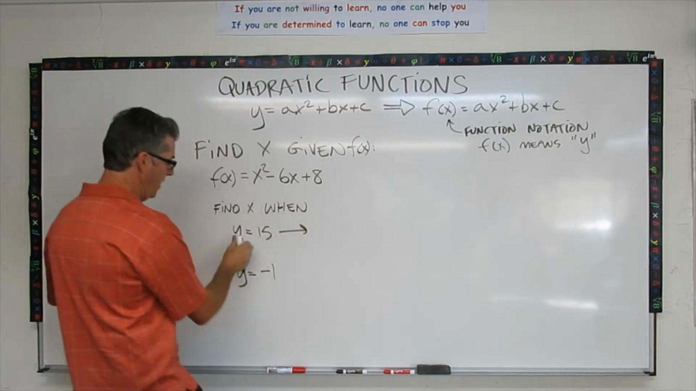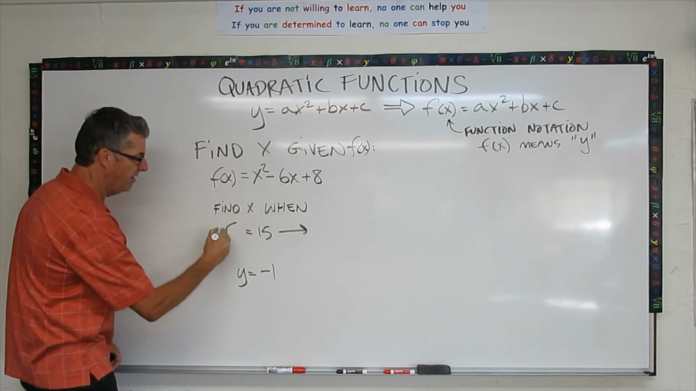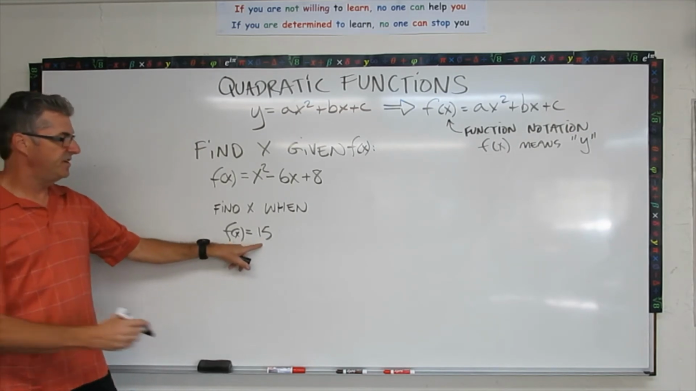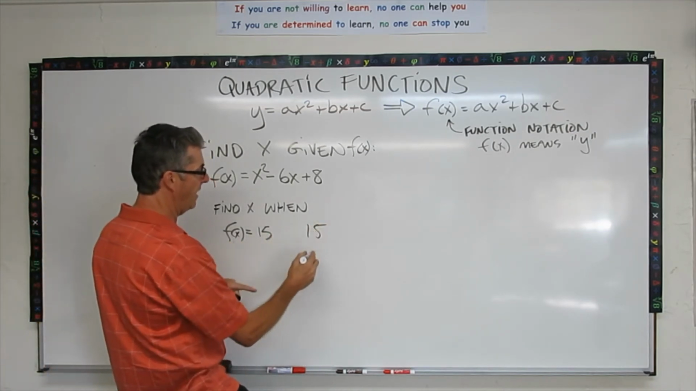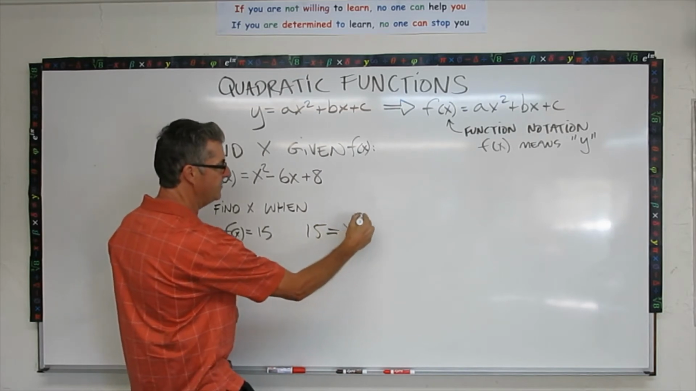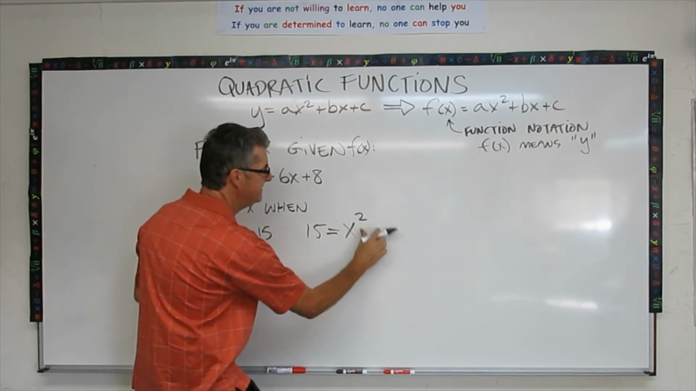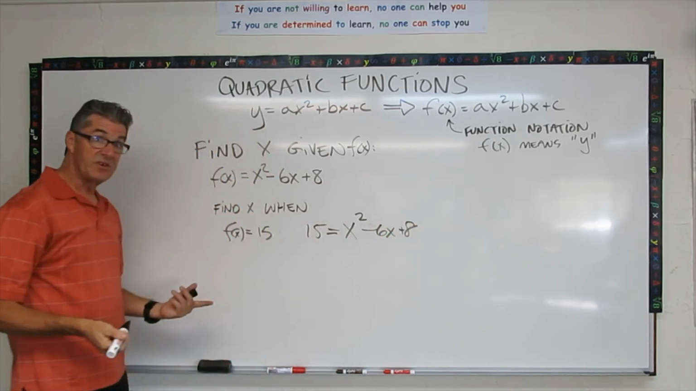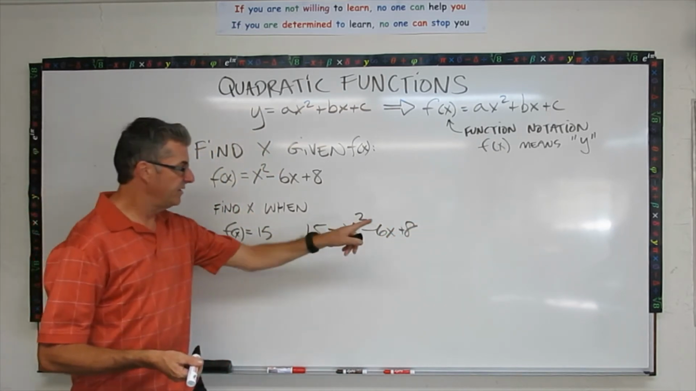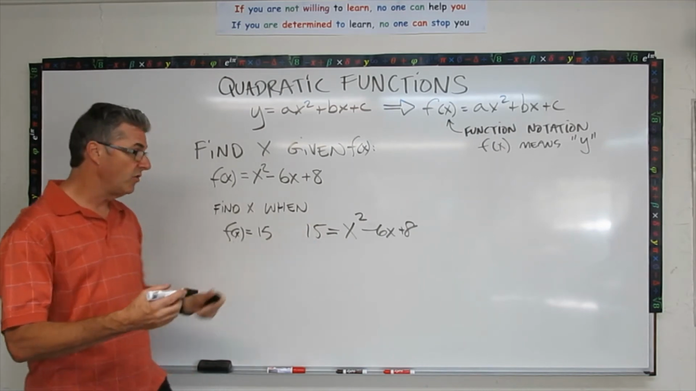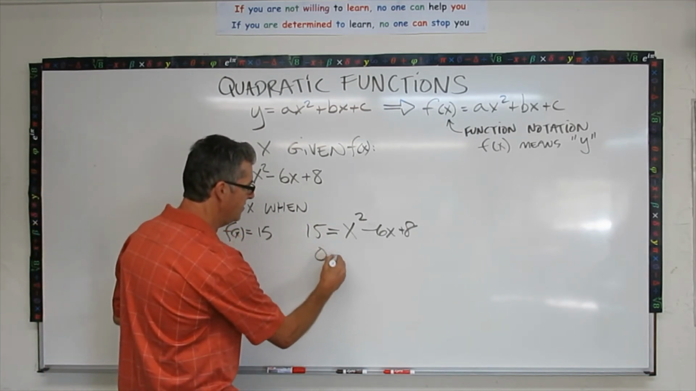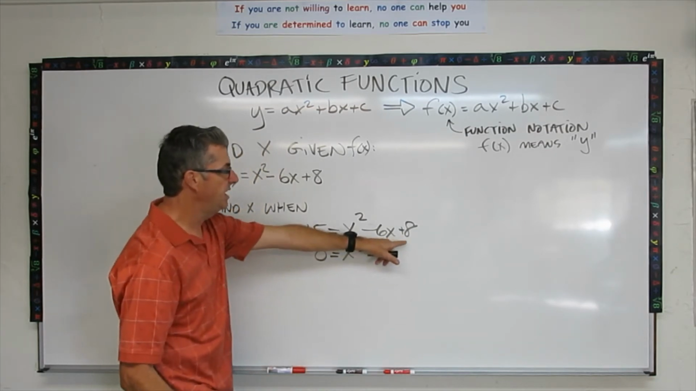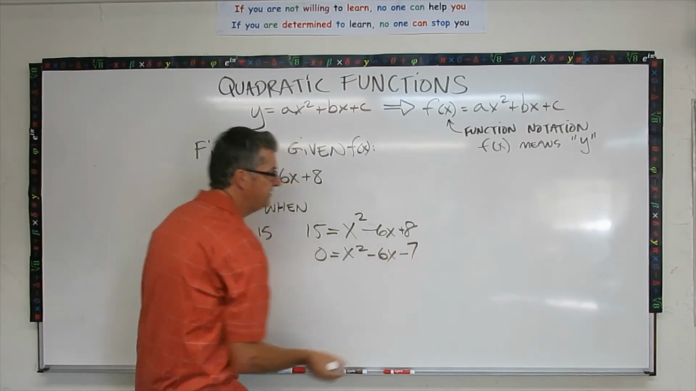Oh, and by the way, we can do this too. When f of x equals 15. Okay, so f of x is 15. So that's what we're going to write here. 15 equals x squared minus 6x plus 8. Now remember, when we solve quadratic equations, we have to move the constant, if it's on the other side, and set the whole thing equal to 0. So this is going to be 0 equals x squared minus 6x. Negative 15 plus 8 is going to be minus 7.